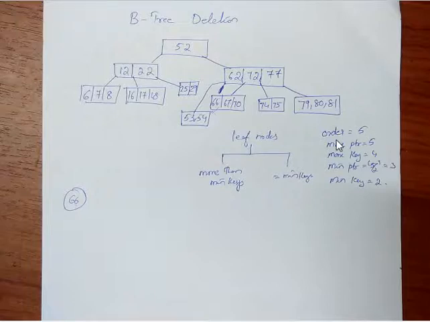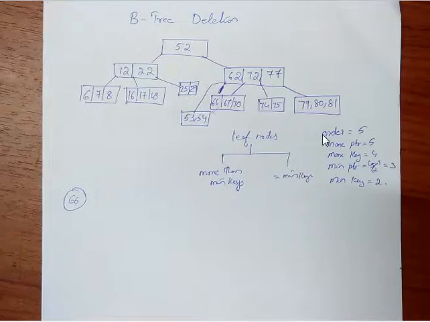So here you are given a tree. The elements are 52, 12, 22, 62, 72, 77, 6, 7, 8, 16, 17, 18, 25, 29, 53, 54, 66, 67, 70, 74, 75, 79, 80 and 81. You are given the order of the tree as 5.